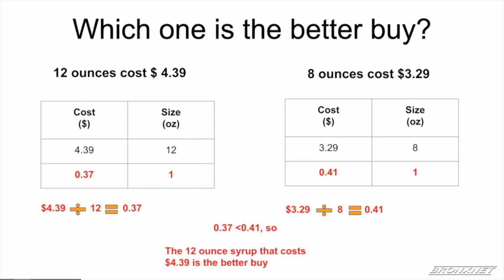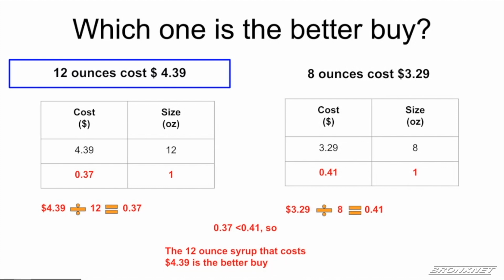I'm now able to compare which one is the better buy. I have the 12-ounce bottle at 37 cents per ounce, and I have the 8-ounce bottle at 41 cents. So the 12-ounce syrup that costs $4.39 is the better buy, even though it's more expensive, because for 1 ounce, or per each ounce, it's cheaper. So that is the better deal.